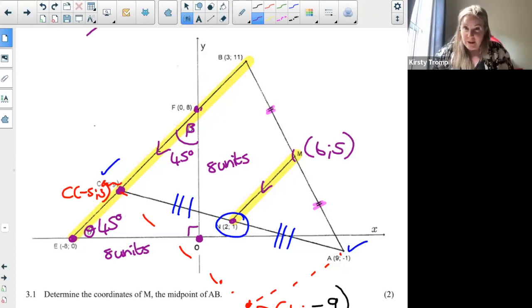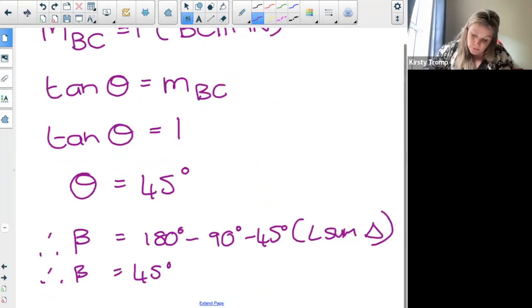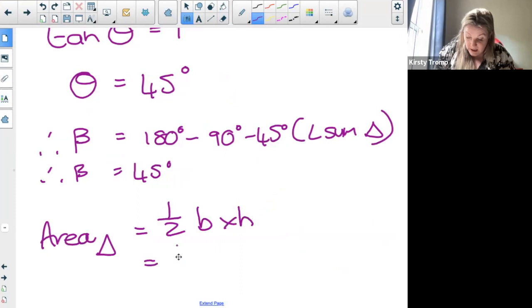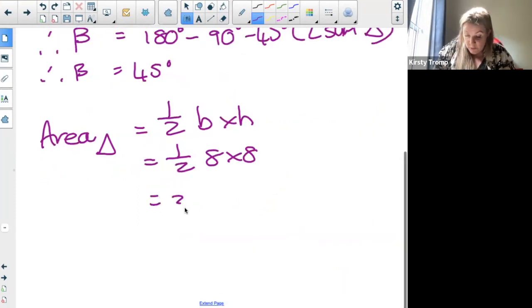Okay, so let's do this triangle quickly. The area of the triangle equals half the base times the height. So half times 8 times 8, which equals 32 units squared.